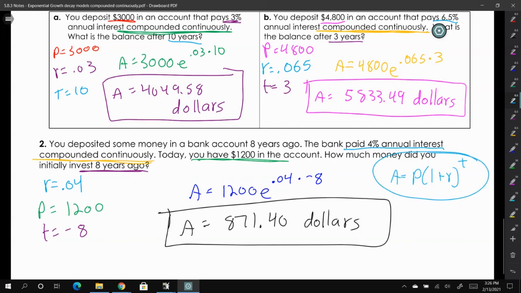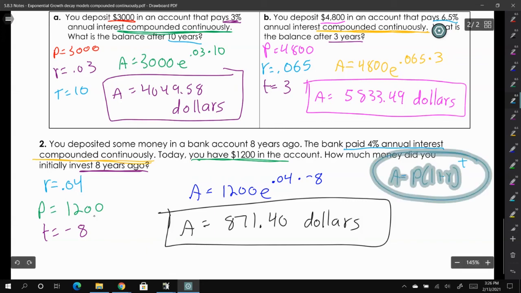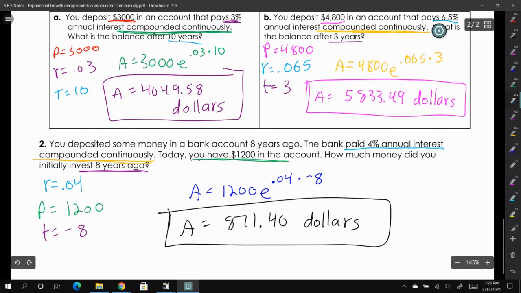So it will take practice reading these word problems, dissecting them and underlining information, and that will make setting them up easier. And then once they're set up, you just plug it into your calculator and get your answer.